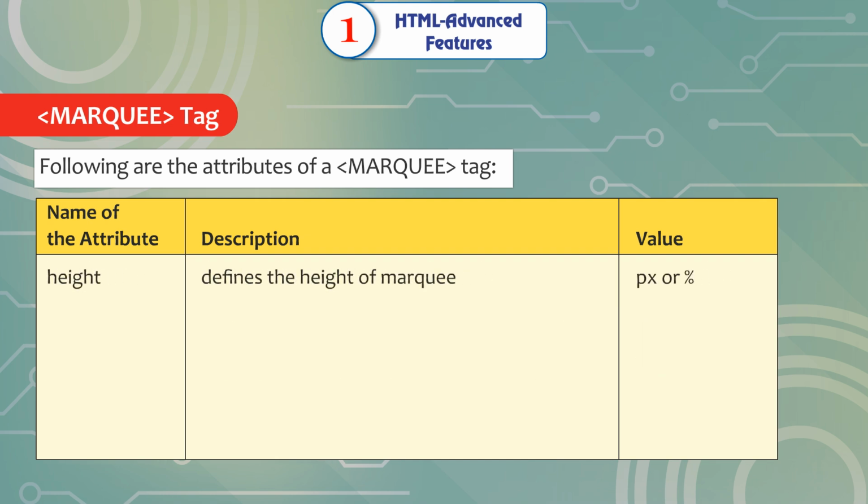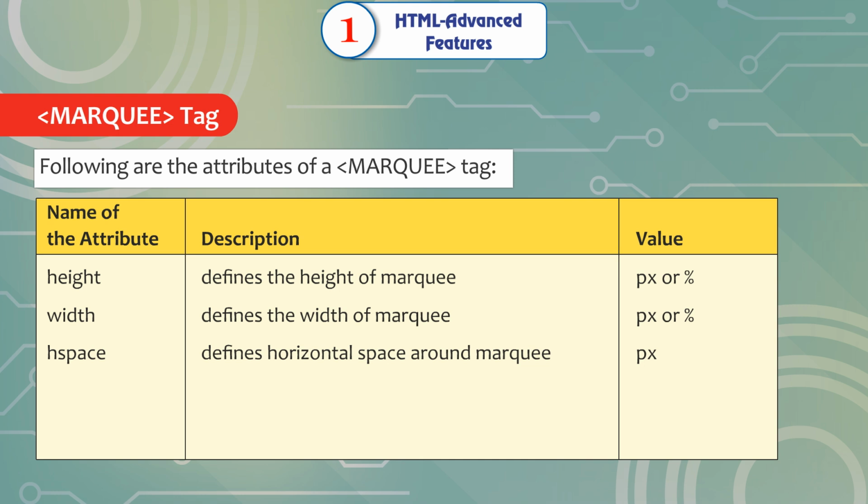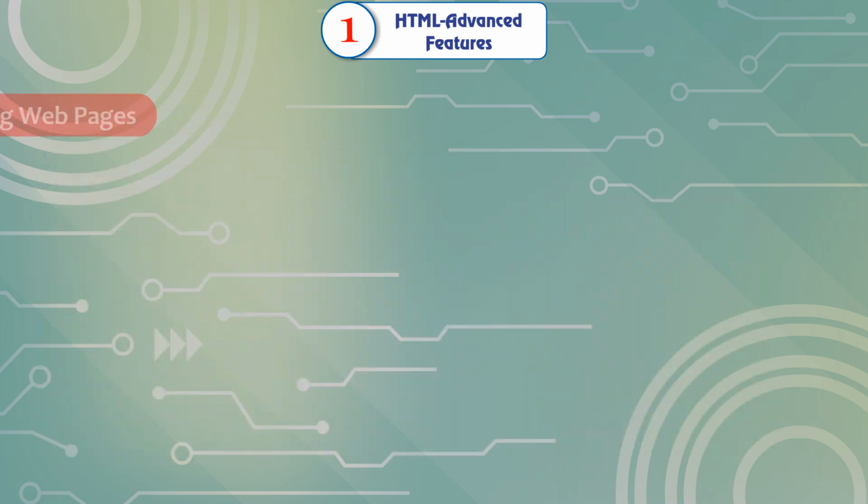Number. Height defines the height of the marquee, in px or %. Width defines the width of the marquee, in px or %. HSpace defines the horizontal space around the marquee, in px. VSpace defines the vertical space around the marquee, in px.